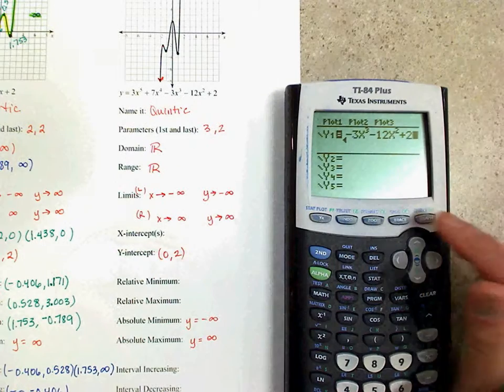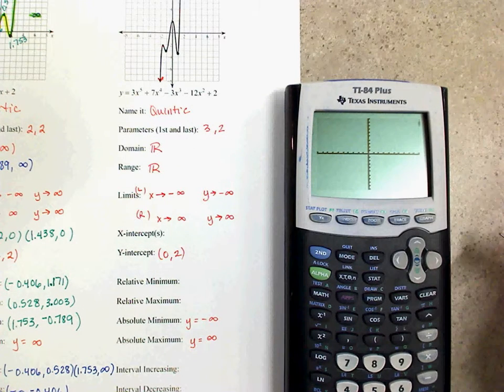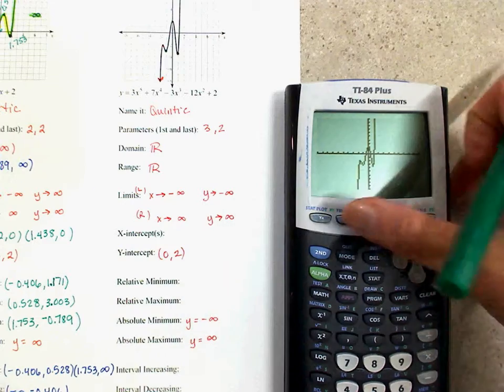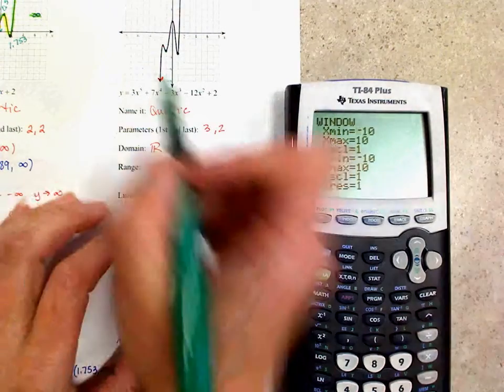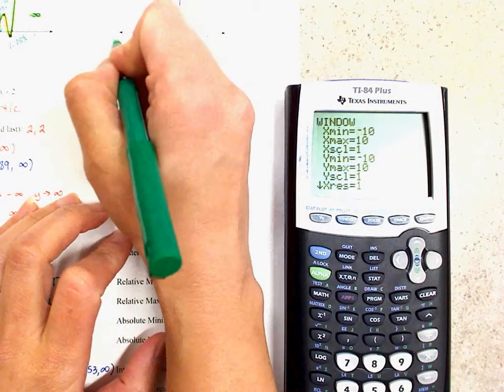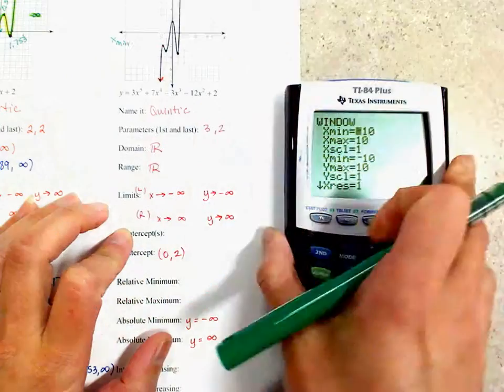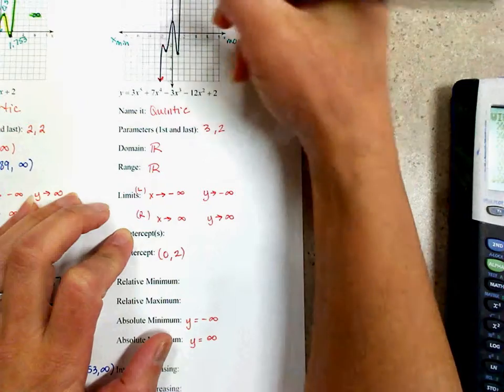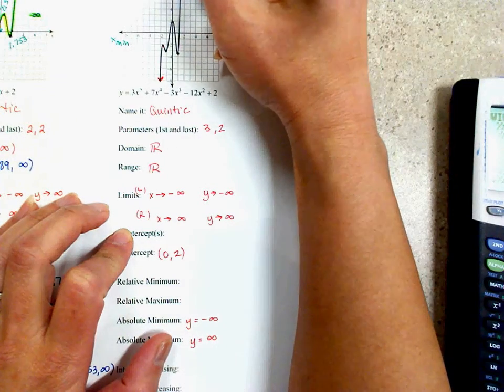Okay. If you can't see all your graph, you have to play with it a little bit. So I can pretty much see all my graph. But I want to zoom in a little bit. So go to your window. Your x goes this way. Low is x minimum. High is x maximum. Okay? Y goes up and down. Heading this way is max. Heading this way is minimum.